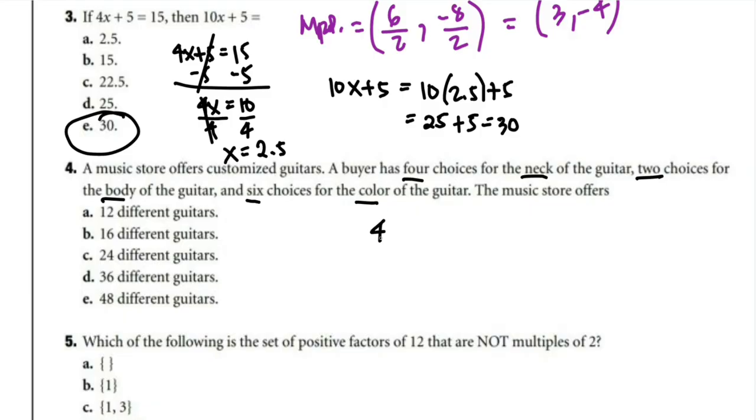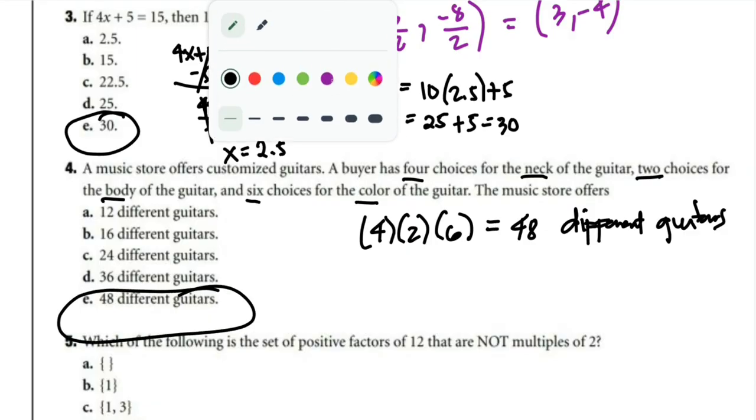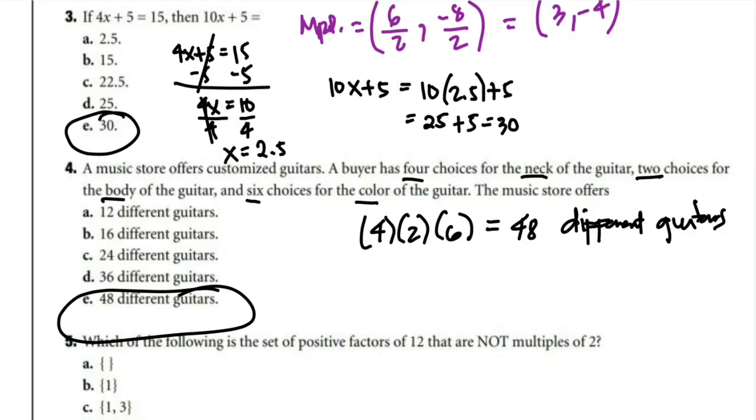4 times 2 times 6. Okay, so therefore there are 4 times 2, 8. 8 times 6, that is 48. So there are 48 different guitars to choose from. The answer here is letter E. No questions on this?